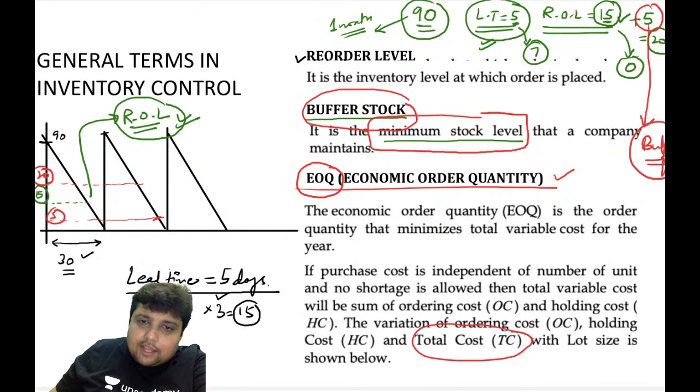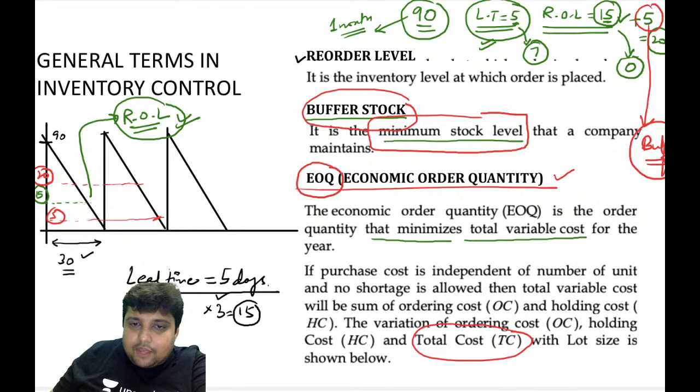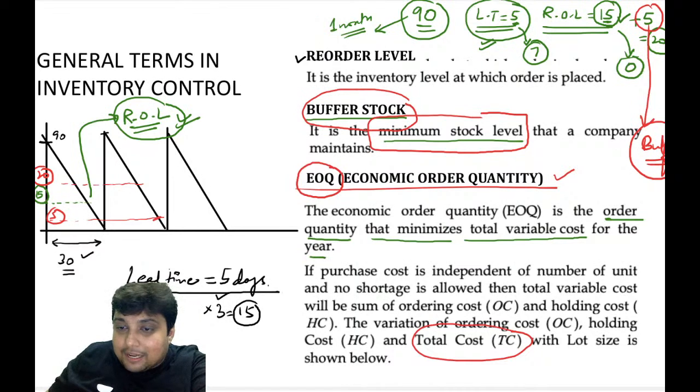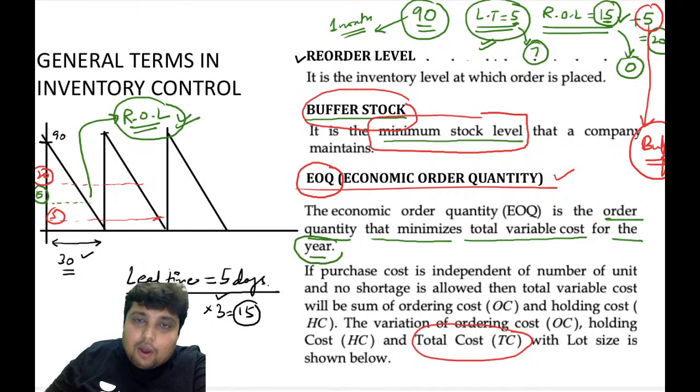The economic order quantity is the order quantity that minimizes the total variable cost for the year. Remember this line, that minimizes the total variable cost. क्या है economic order quantity? वो order quantity है, वो lot size है, वो number है जिस number की मैगी अगर मंगाऊंगा, that will minimize the total variable cost for the year. Remember this term, for the year. Okay, now I am going to explain you.